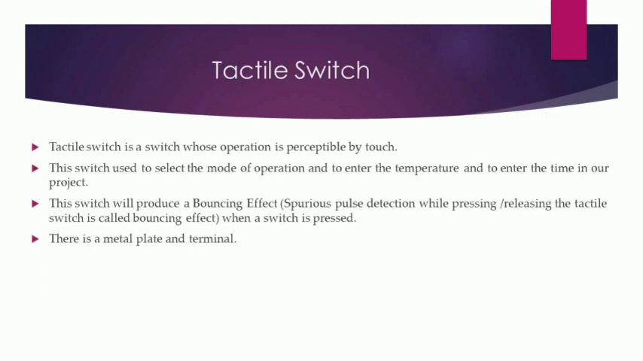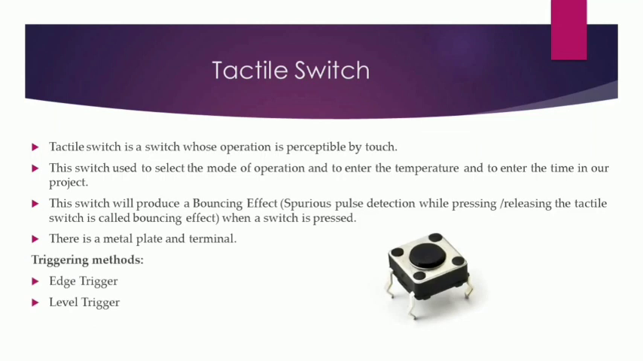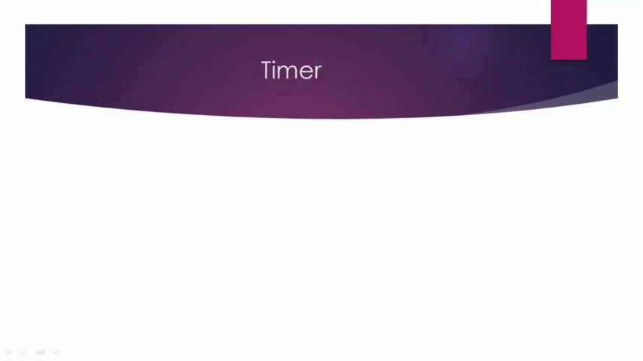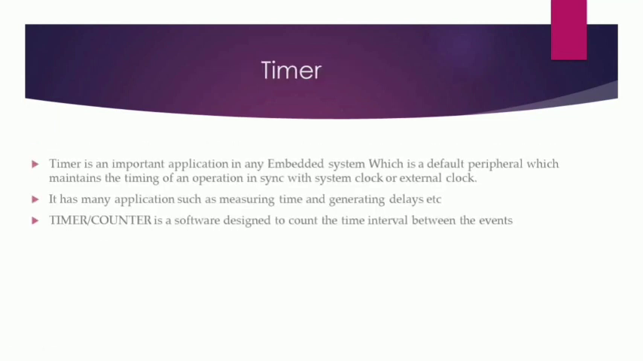Tactile switch. A tactile switch is a switch whose operation is perceptible by touch. This switch is used to select the mode of operation, to enter the temperature, and to enter the time in our project. This switch will produce a bouncing effect. Spurious pulse detection while pressing and releasing the tactile switch is called the bouncing effect. When the switch is pressed, there is a metal plate and a terminal. Triggering methods are edge triggering and level triggering.